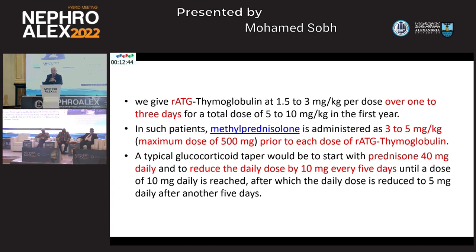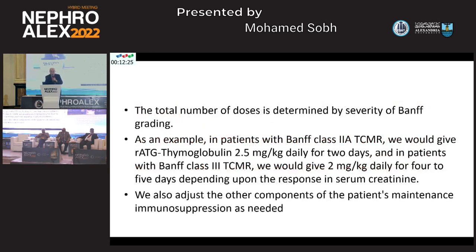A typical glucocorticoid tapering would be to start with 40 milligrams. After you give the pulses, you go to 40, then you decrease by 10 milligrams every 5 days till you reach the baseline, which is 5 or 7.5 milligrams. The total number of doses is determined, as I said, by the severity of Banff. Banff 1A, not as Banff 3.